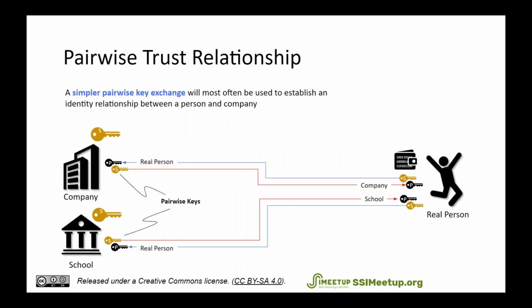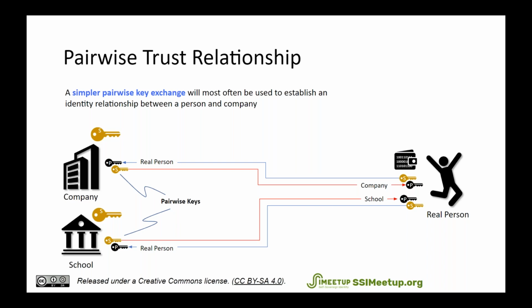In a practical sense, there's a simpler version of this called the pairwise key exchange or pairwise trust relationship. In practice, with these systems, real people won't necessarily post a DID doc out on a public network, but corporations and institutions typically will. So when we talk about pairwise trust relationships, it's a lighter weight way for a company or institution to have a relationship with a real person without having to post additional documents out on the public ledger, without the real person having to post documents out on the public ledger.